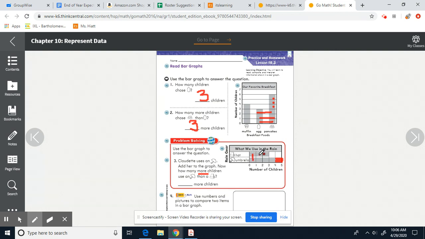So we do our partners, 1 to 1, 1 to 1, 1 to 1. How many extra people were there that chose umbrellas? 1, 2, because Claudette chose an umbrella. Okay, 2 more children.